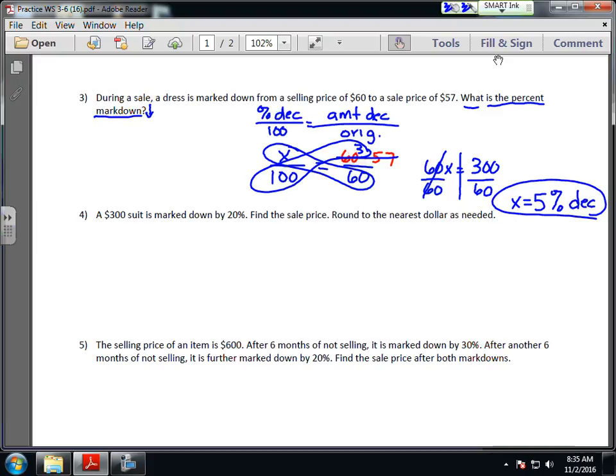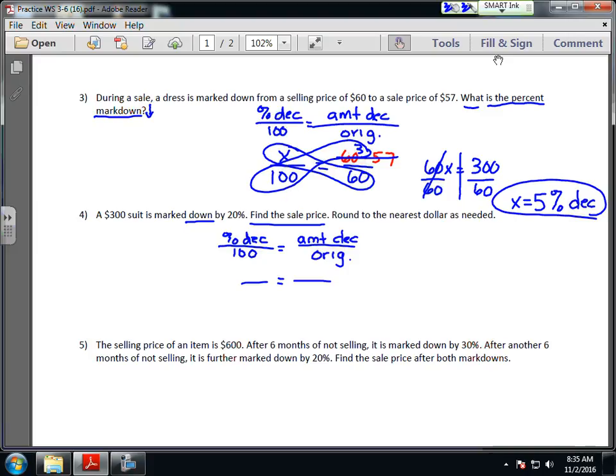All right, let's take a look at number 4. It says a $300 suit is marked down by 20%. Find the sale price. Round to the nearest dollar as needed. All right, so let's do this. We're doing a markdown, so it's a percent decrease over 100 equals amount of decrease over original. And yes, you need to be writing this.